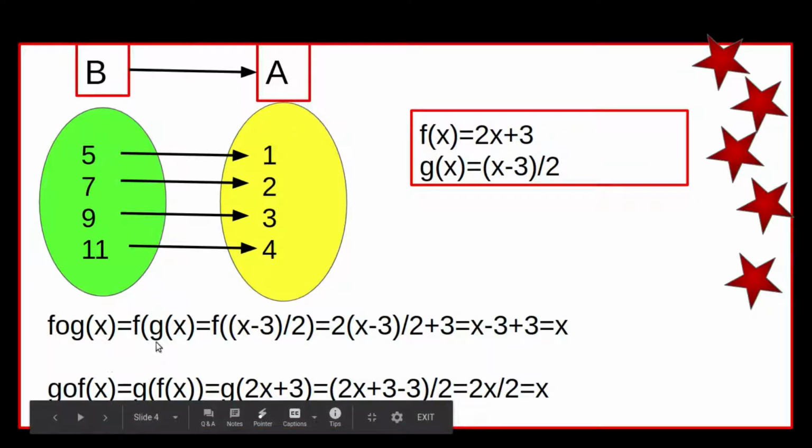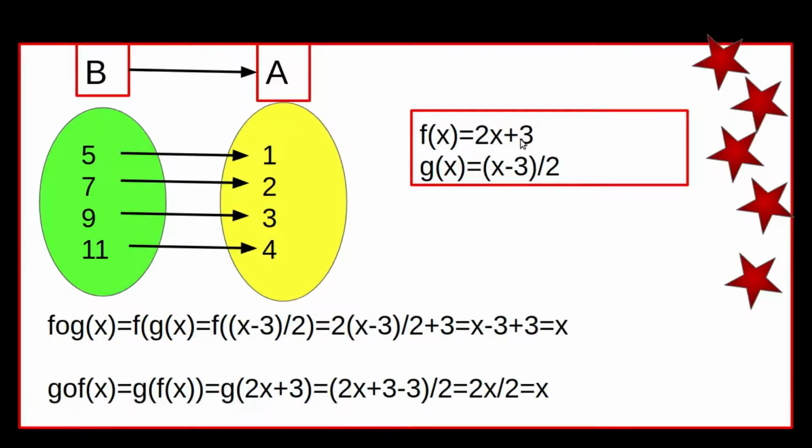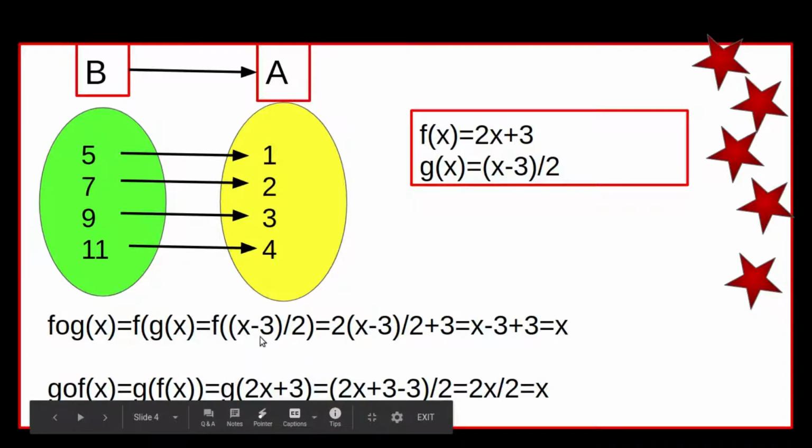Now we can verify g is the inverse of f. For that we have to find f composite g of x and g composite f of x. f composite g of x is by definition f of g of x. g of x is (x minus 3) by 2, and f of x is 2x plus 3. So 2 into (x minus 3) by 2 plus 3. Now cancel this 2. We get x minus 3 plus 3, which is equal to x.